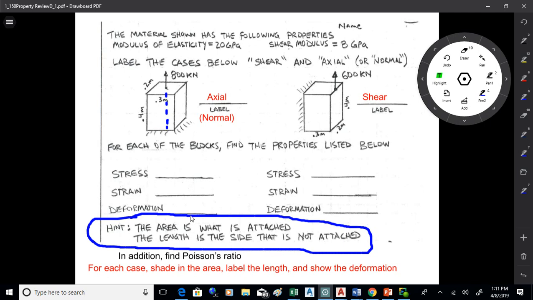Just shade in what's attached to the floor and to the wall. Shade that in and then label the other dimension as the length. And then sketch in what these blocks would do after the load's applied. They're going to deform. Assume they're made out of something that deforms a lot, so that way you can sketch it in a bit, okay?